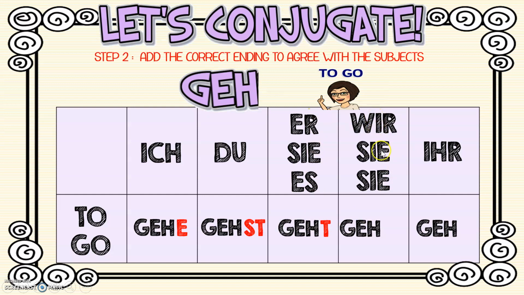We go, they go, you formal, go. This one takes the infinitive form of the verb. And you plural, you guys go, takes the T ending. You'll want to have these endings memorized.